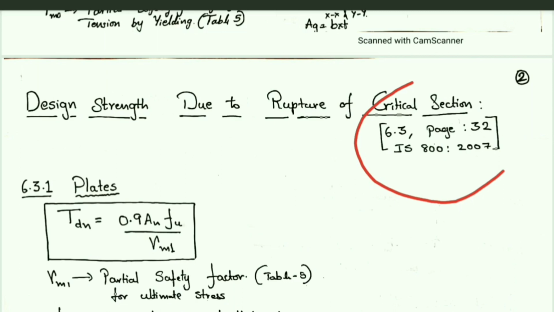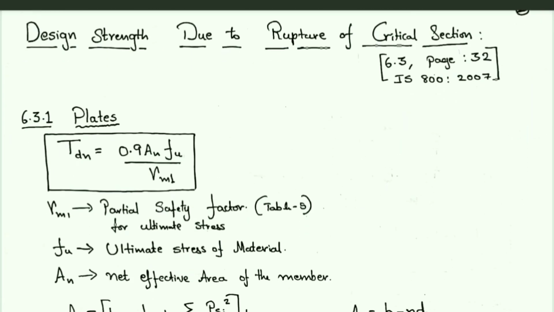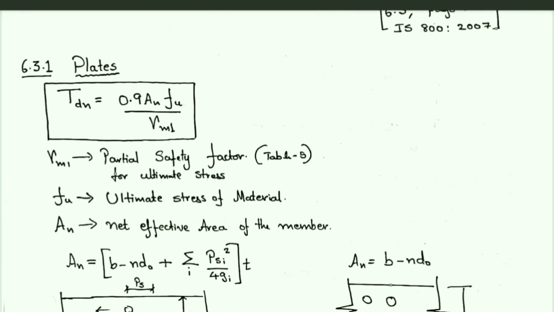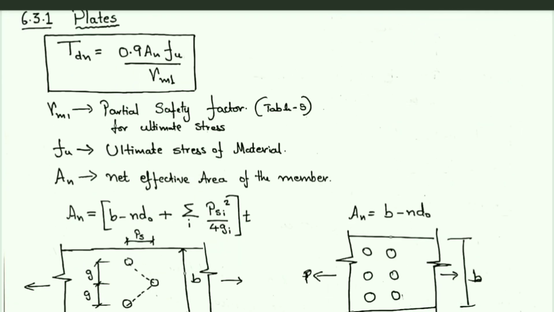From page number 32, same page, clause number 6.3, same code, you will get the formula for the design strength due to rupture of critical section. If you consider the plates, from clause number 6.3.1, TDN will be equal to 0.9 AN Fu divided by gamma M1, and gamma M1 will be the partial safety factor for the ultimate stress. It will be equal to 1.25. You can see from Table number 5 in IS 800 2007.